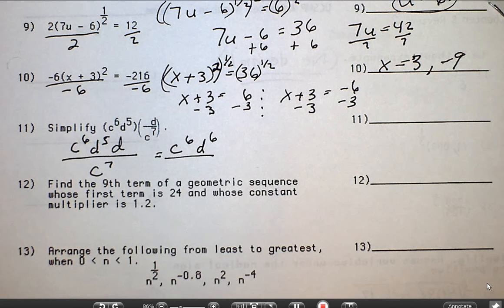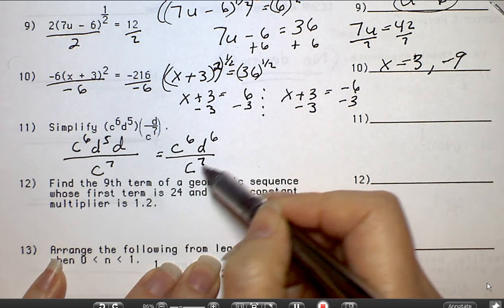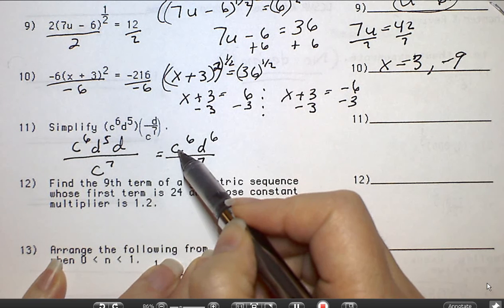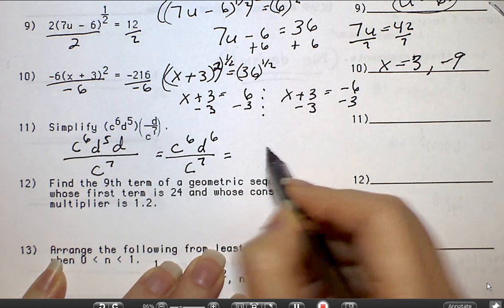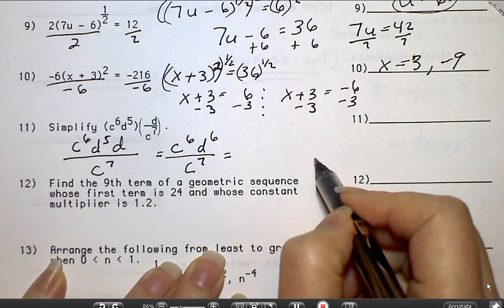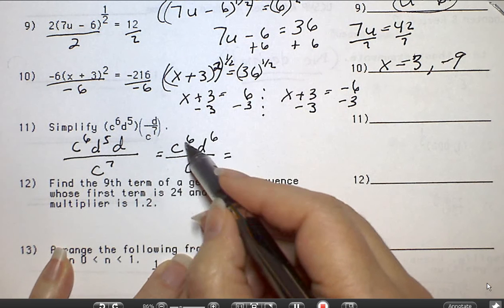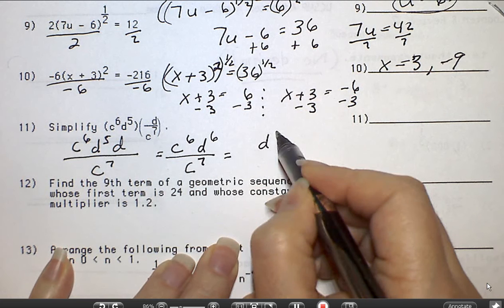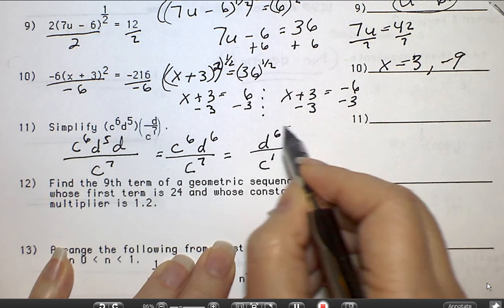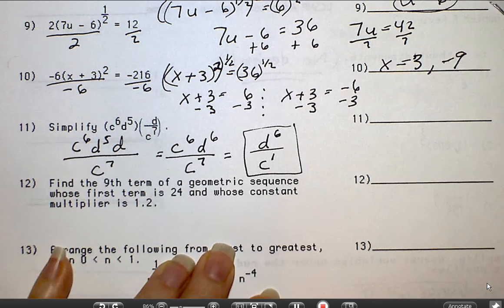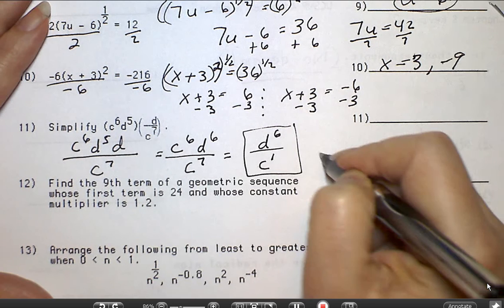And on the bottom I have 7 c's, so I have c to the 7th. If I wanted to, I could rewrite this as c times c times c times c, 6 of them, and on the bottom I'd have 7 c's. So when I cancel them out, I would only have 1 c left on the bottom. That's how we can subtract. So we have d to the 6th on the top and c to the 1 on the bottom. And you don't need the 1, but you can keep it if you want. I simplify, I probably don't want it, so I'll go d to the 6th over c.